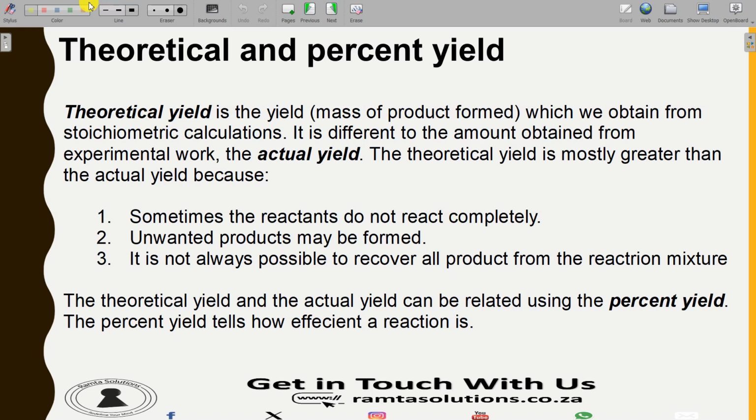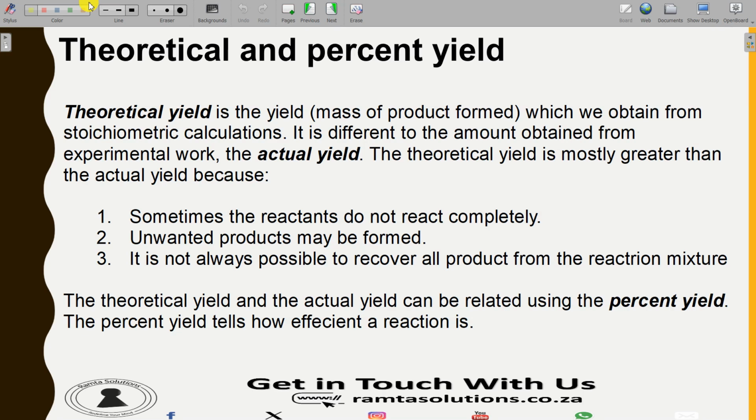Okay, so this amount that we obtain from experimental work, we call the actual yield. What we know, or rather the observation, is that this theoretical yield is mostly greater than the actual yield. It is never less than the actual yield. It is in fact greater than the actual yield.